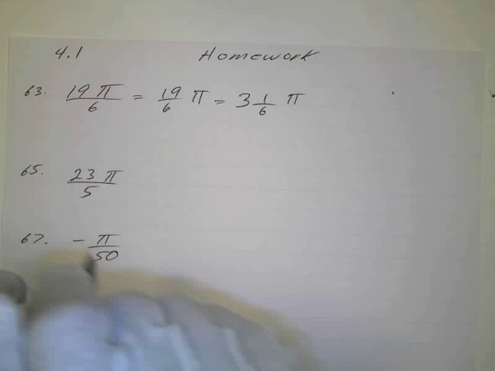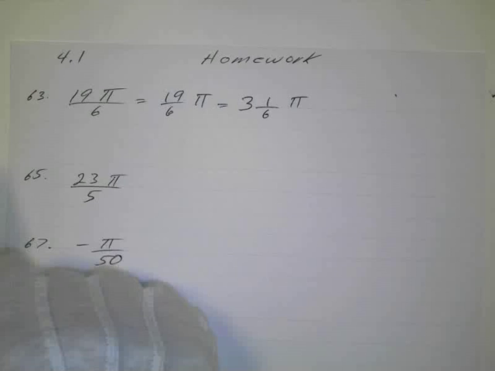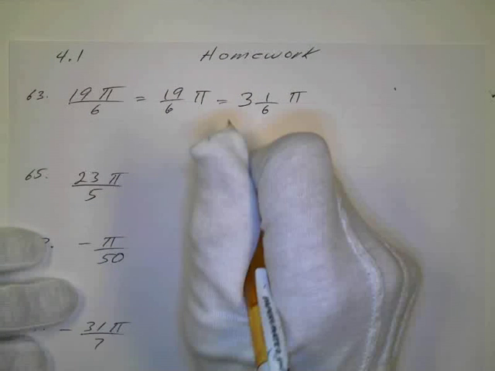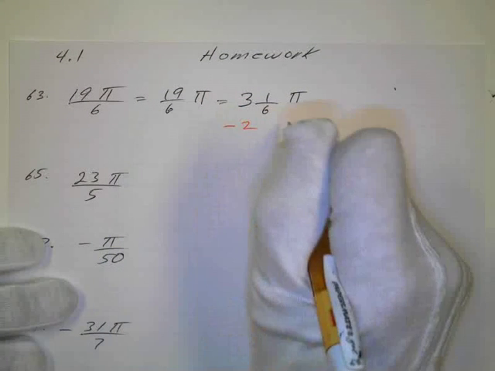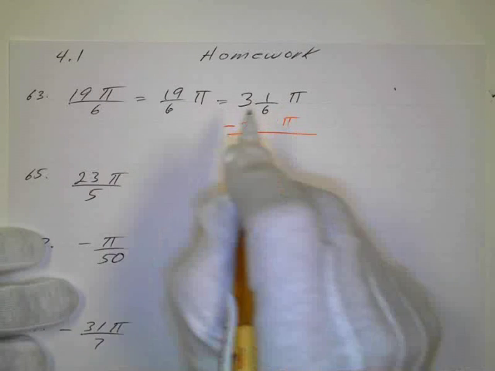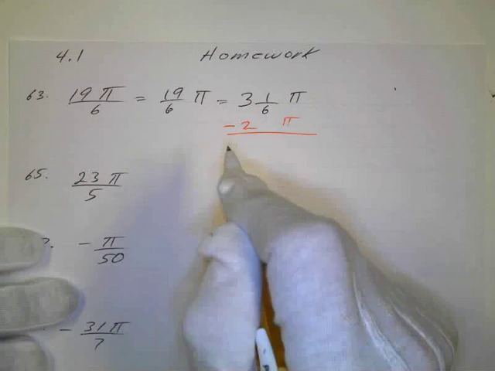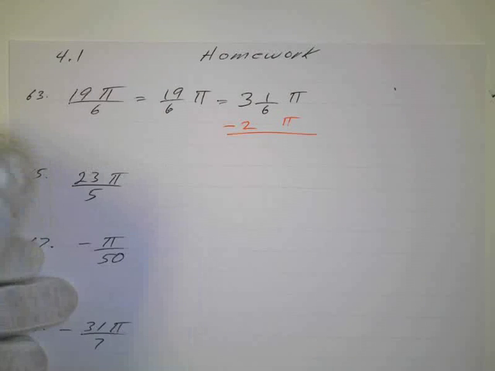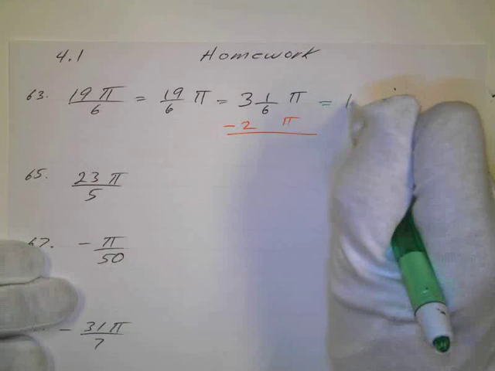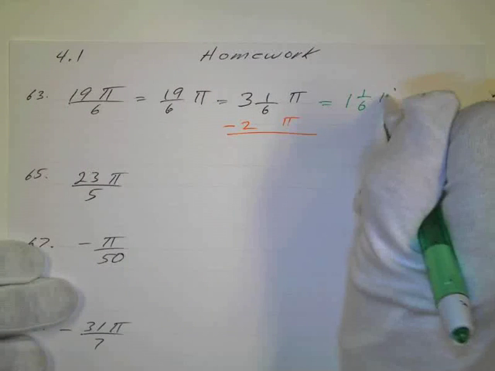So that means I'm going to go all the way around. If I go all the way around the circle, how much is that? Well, that's 2 pi, right? 2 pi radians all the way around the circle. So I'm going to subtract 2 pi. If I take 3 and 1/6 pi minus 2 pi, I have 1 and 1/6 pi left. All right? So this is going to be the same thing as 1 and 1/6 pi.